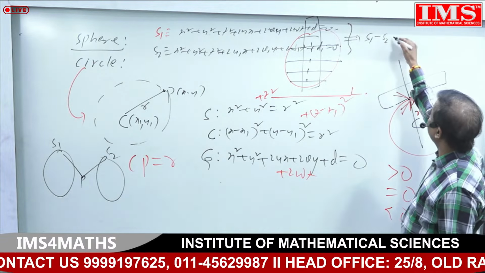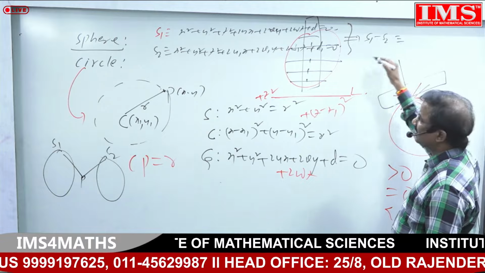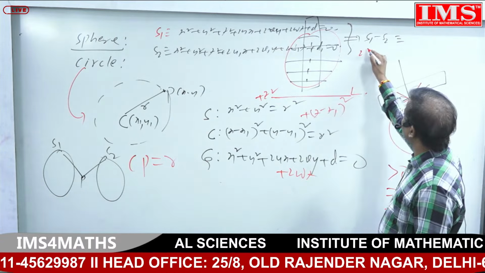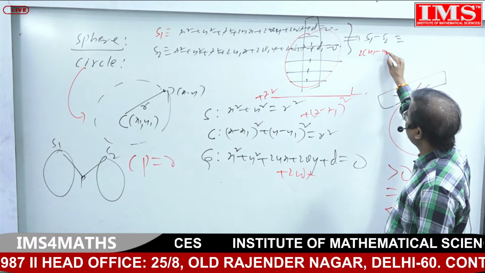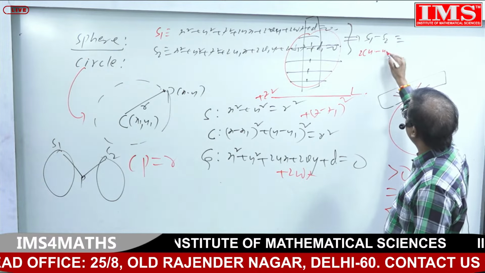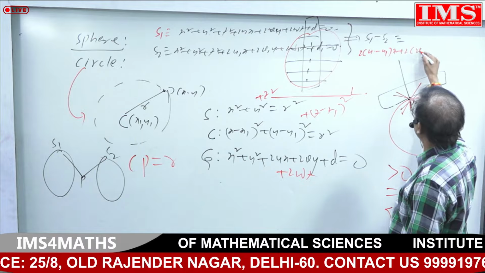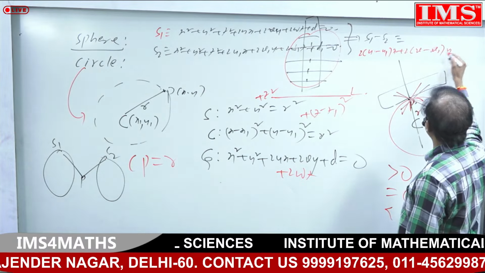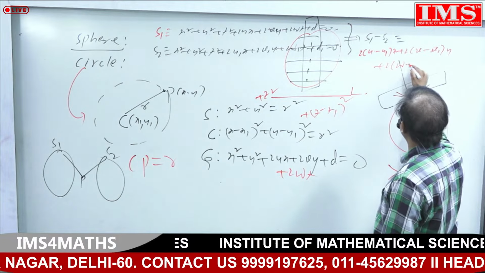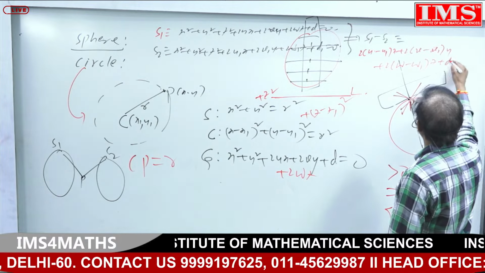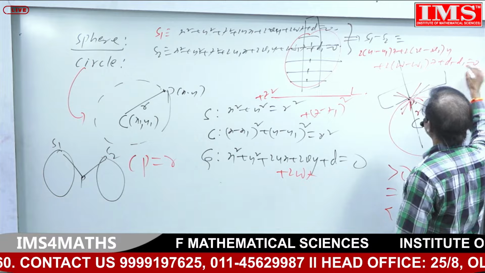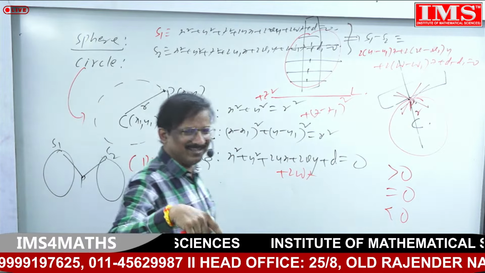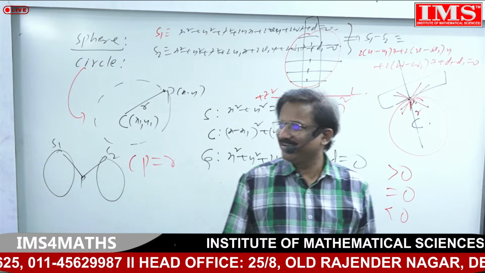S1 minus S2: if I write it, x², y², z² are cancelled. I'll get 2 into (u minus u1) x, plus 2 into (v minus v1) y, plus 2 into (w minus w1) z, plus (d minus d1) is equal to 0. Will it be a plane or not? This kind of plane, in future I can call the radical plane.